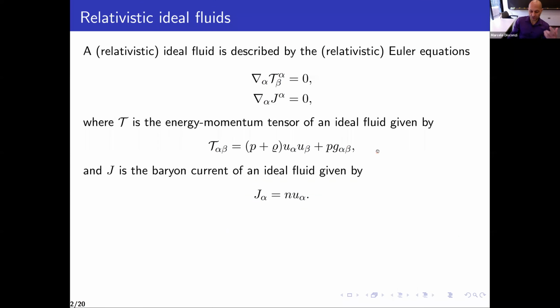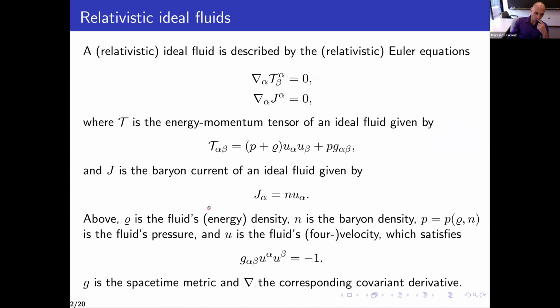Well, the topic of this talk is relativistic viscous fluids, but let me start with the case of relativistic ideal fluid. Ideal means without viscosity. I believe that everything on this slide is going to be known to everyone, so I'm going to go over this slide quickly and use it just as a way of setting up my notation and conventions. So an ideal fluid is described by the relativistic Euler equations written here, where T is the energy momentum tensor and J is the baryon current. They are given by these well-known expressions.